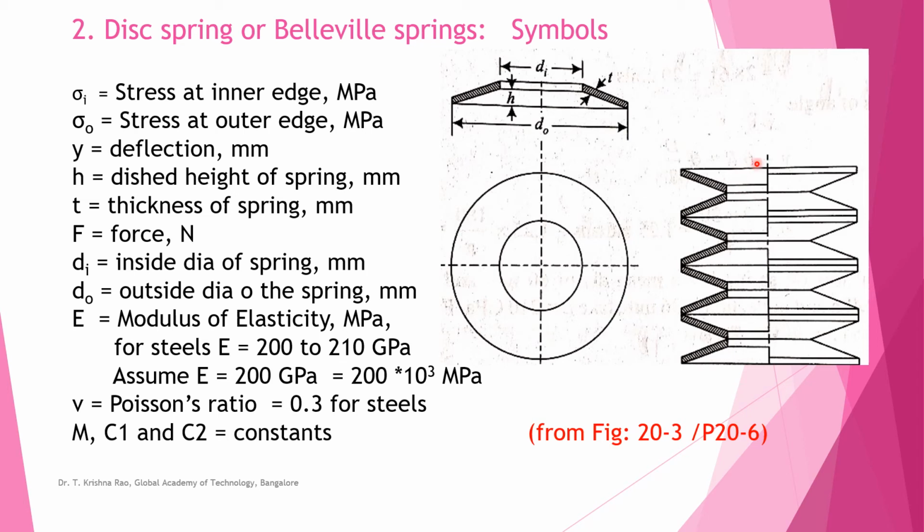See here how they are stacked to get more deflection. One is above the other. They have placed it like this. So many springs are there. D naught is the outside diameter, Di is the inside diameter. T is the thickness of the plate.